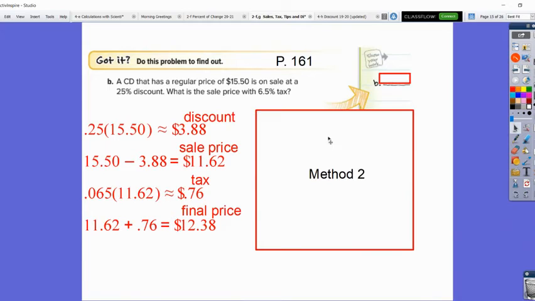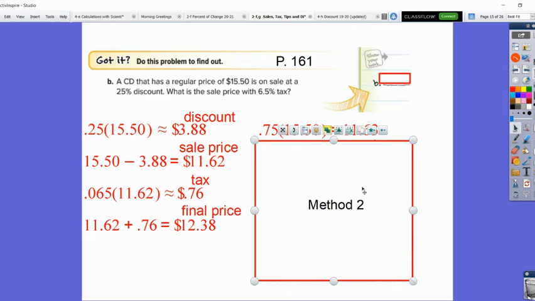You cannot do this all in one step. You can't subtract the 25% and add the 6.5% at the same time, because these percents work on different numbers, since the tax is only on the sale price. So you can find the sale price using the one-step method. A 25% discount means you're paying 75%. That's 11.63. Excuse me.